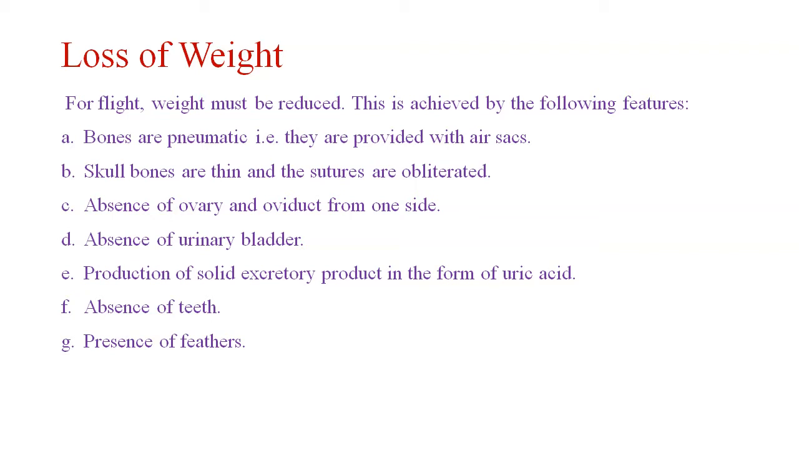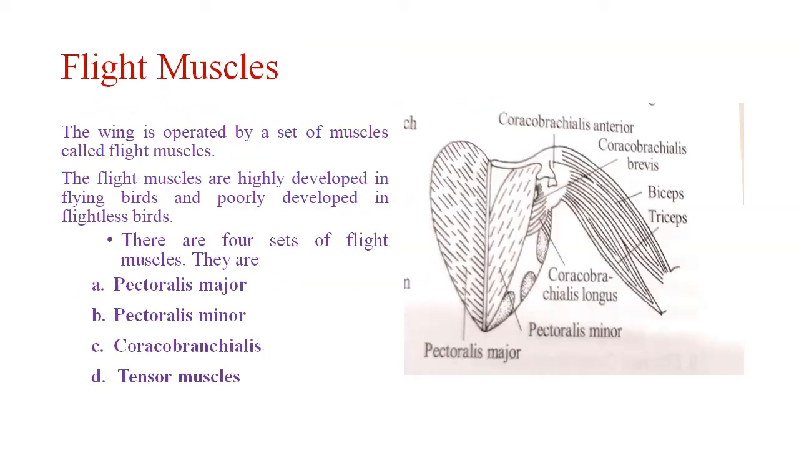Absence of ovary and oviduct from one side also helps in the loss of weight. Absence of urinary bladder, and production of solid waste in the form of uric acid. Absence of teeth, a very important point. There are no teeth in the case of birds. And as I have already mentioned, presence of feathers.